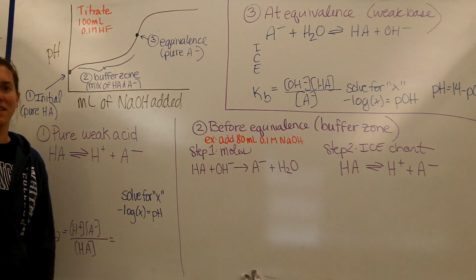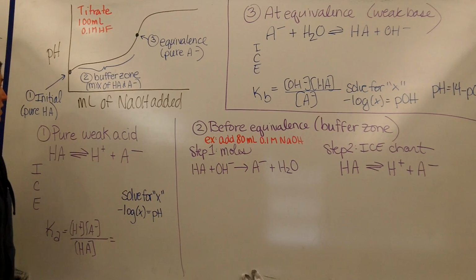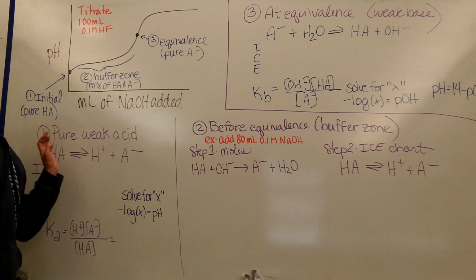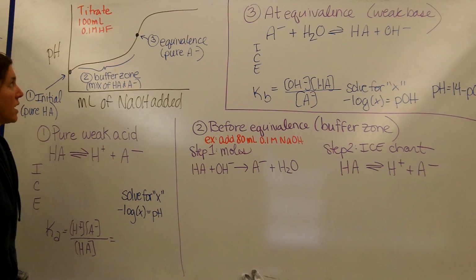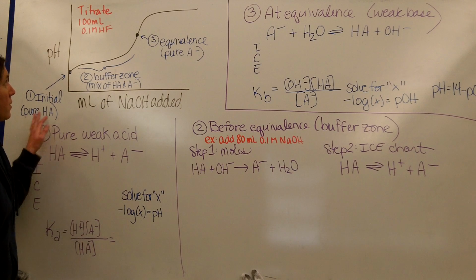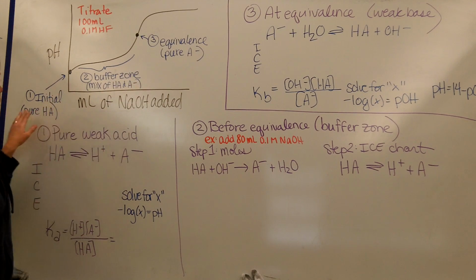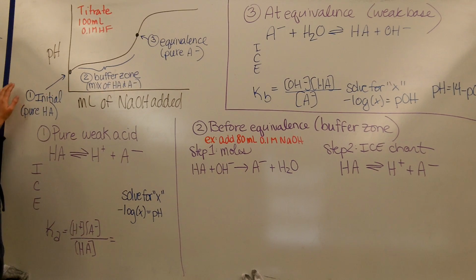Hello. So we are going to talk about the titration of a weak acid with a strong base and possible calculations that you might need to do related to that. I'm just going to focus on 3 of the calculations you might need to do. One would be to calculate the initial pH of your pure weak acid solution.